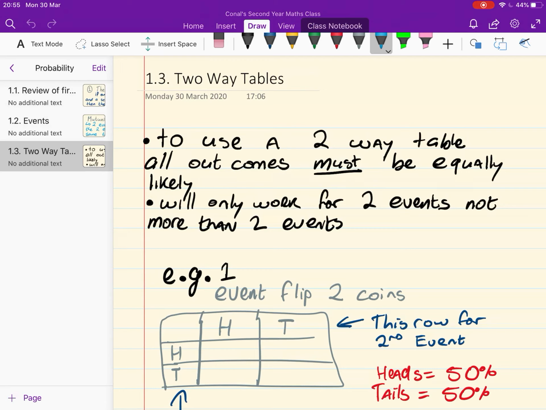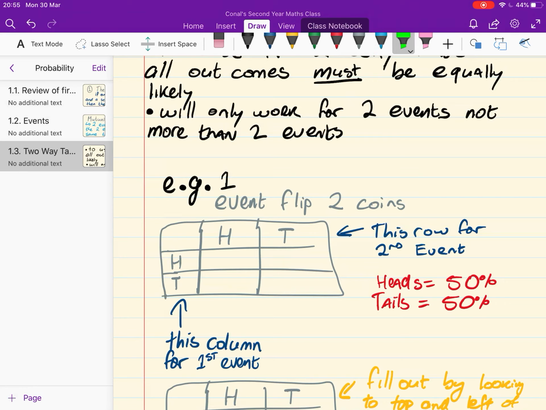Next, we have two-way tables. To use a two-way table, all outcomes must be equally likely. It will only work for two events, and it will not work for more than two events. So the first example I've given is if we were to flip two coins.